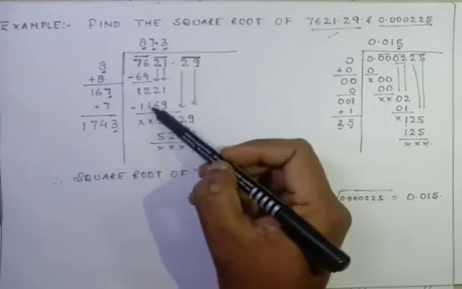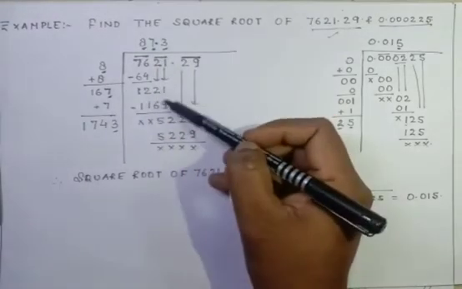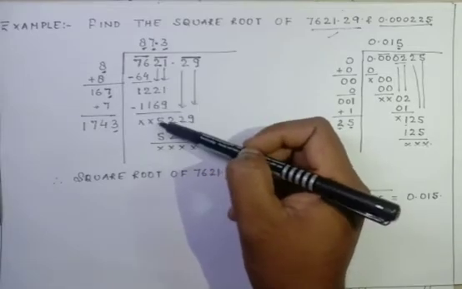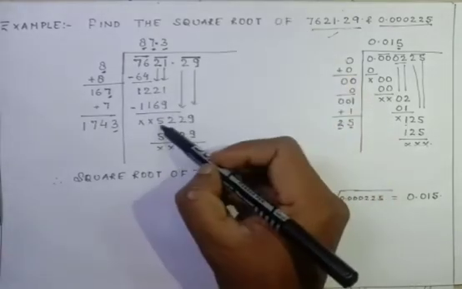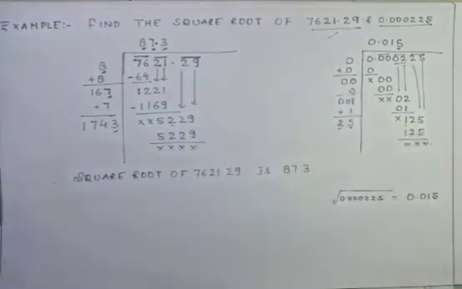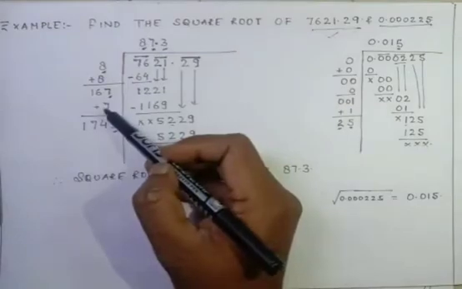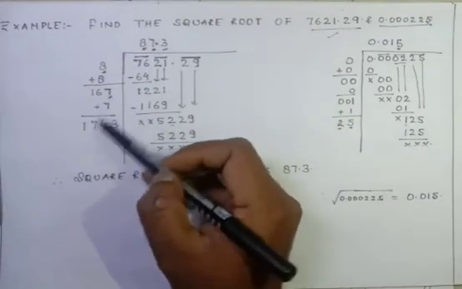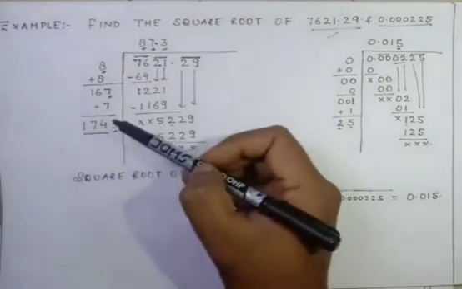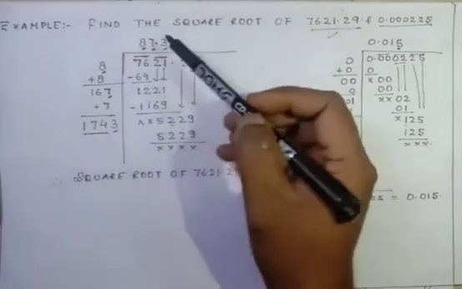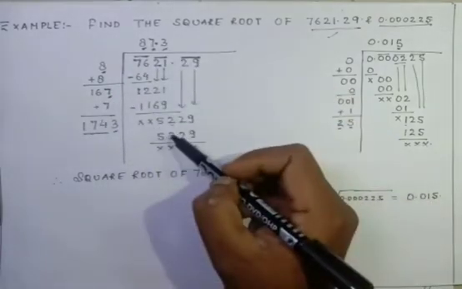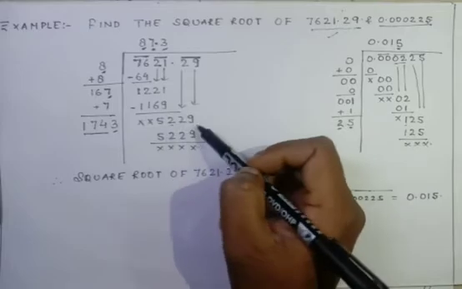The product is 1169. So 9 from 11 is 2, and 6 from 11 is 5, and 1 cancels. So what is the remainder? 52. Now again I bring down 29 here. Now the same procedure, I add this 7 here, so it becomes 174. Now again I choose one number in the place of quotient whose product is equal to or less than 5229.